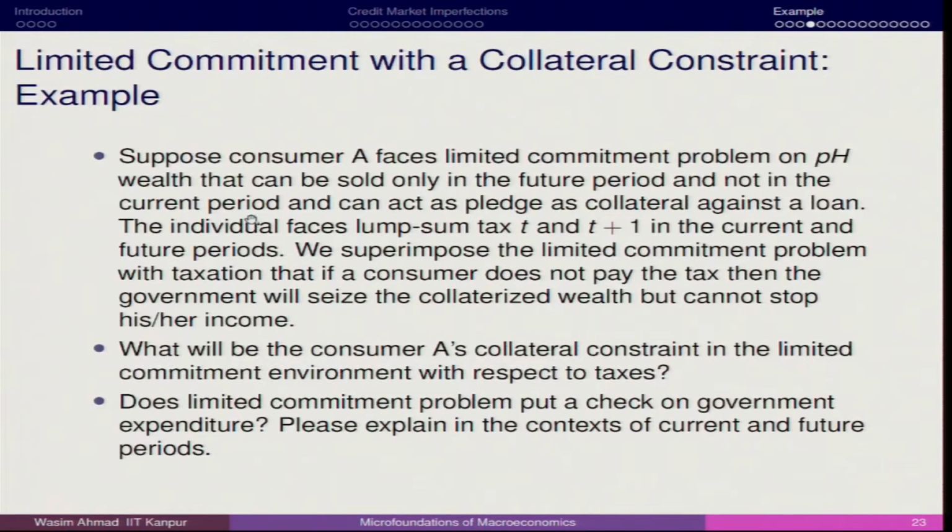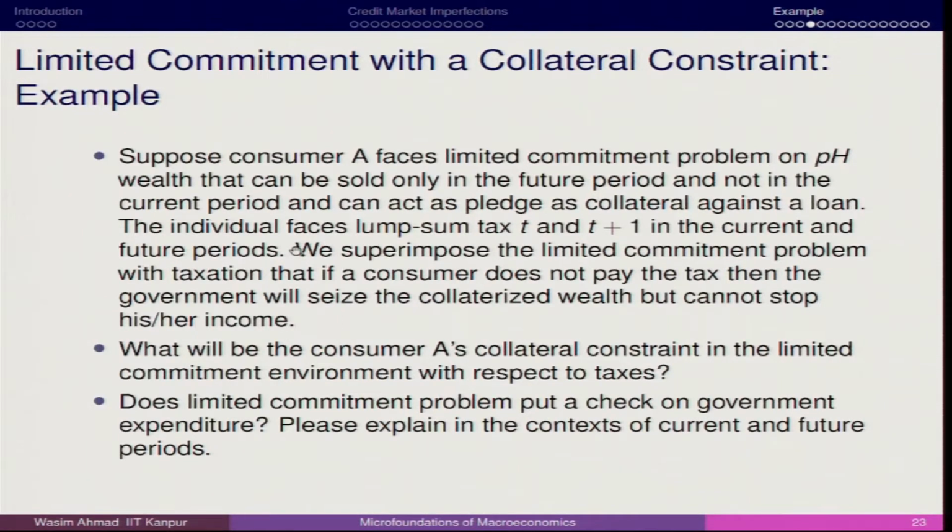Now, let us take an example here. Suppose we have the consumer A, who has the limited commitment problem, PH wealth, that can be sold only in the future period and not in the current period, and it can also act as a collateral constraint alone. The individual faces lump sum tax T and T plus 1 in the current and future periods. We superimpose the limited commitment problem with taxation.